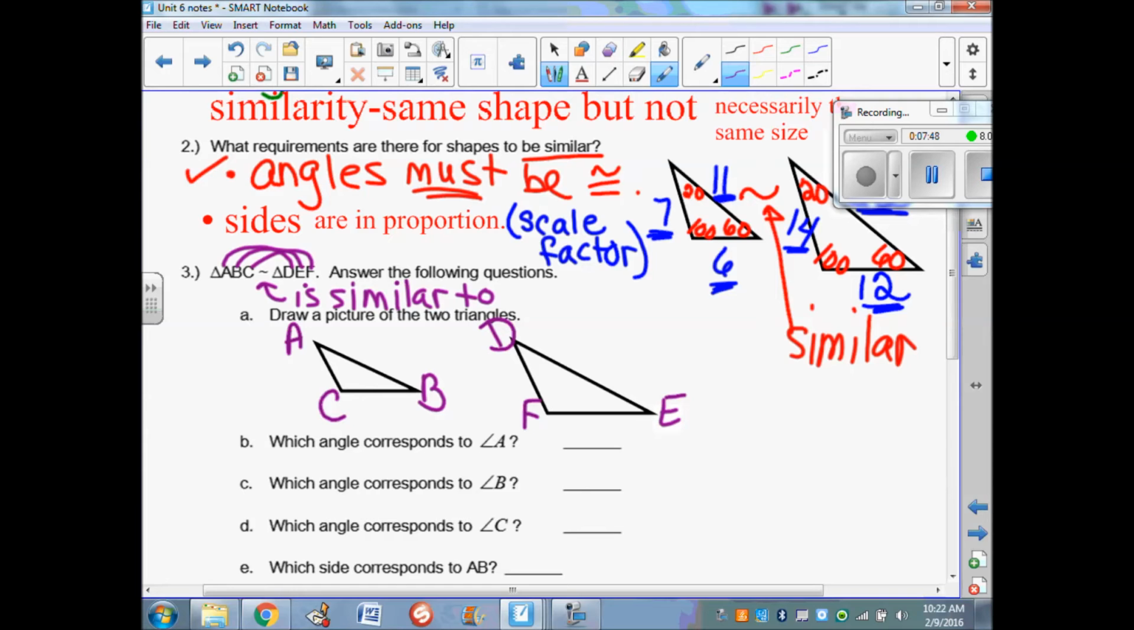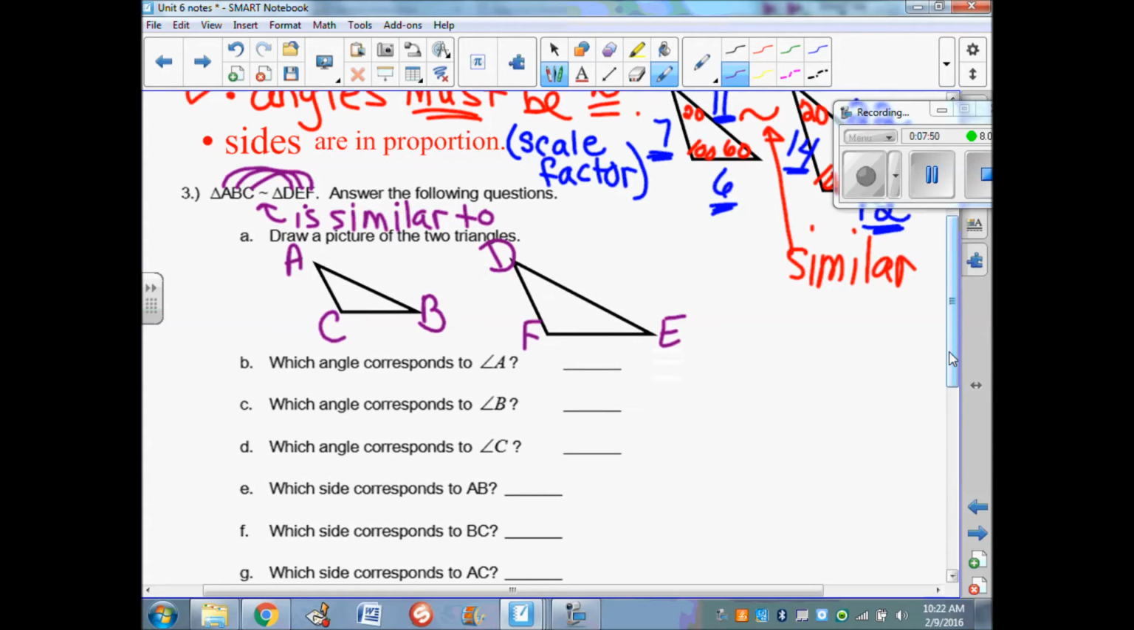So which angle corresponds to A? So I can look at it from up here. Whoops, that's a little large for my highlighter. A is in the first spot, so D is in the first spot. A is up on top, D is up on top. So angle A corresponds to angle D.